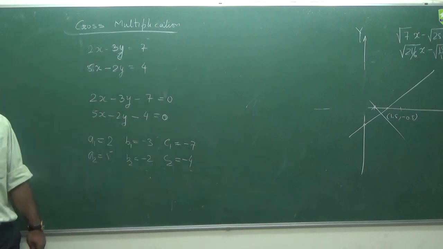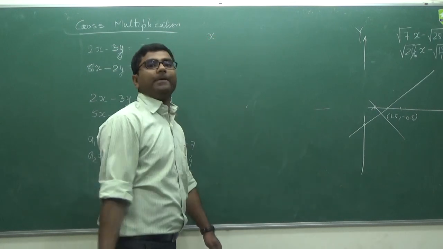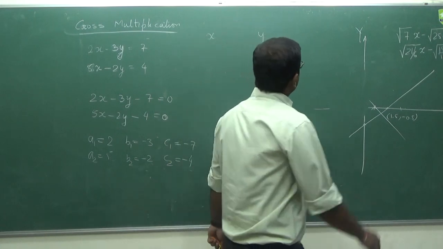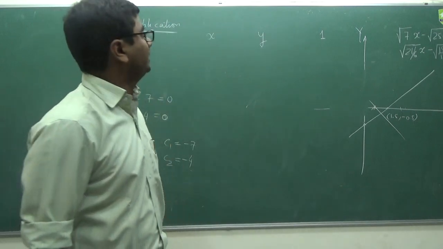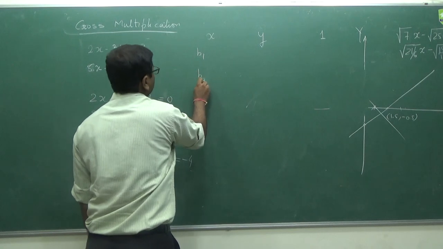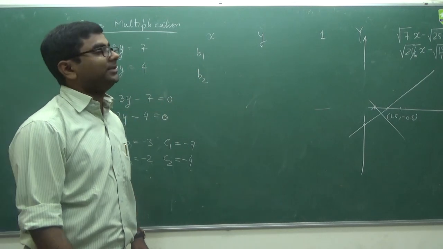Okay. Now, what do you do? You write x like this. Then you write y like that. Then you write 1. X, y, 1. And then you write here, you start with b1, b2, like that. Why are we taking 1 like that? So this is a shorthand.